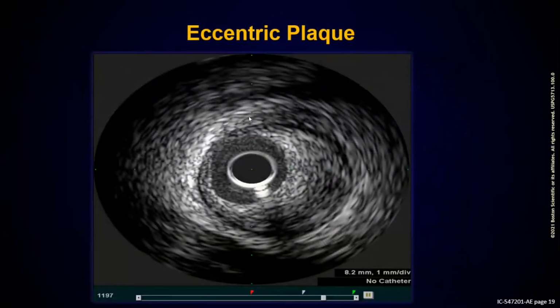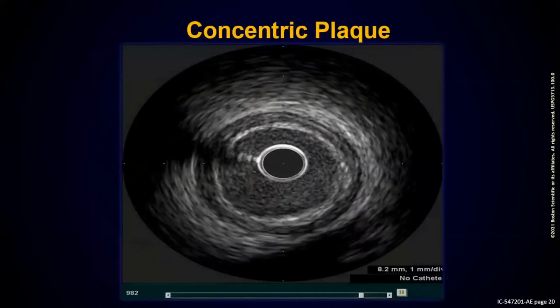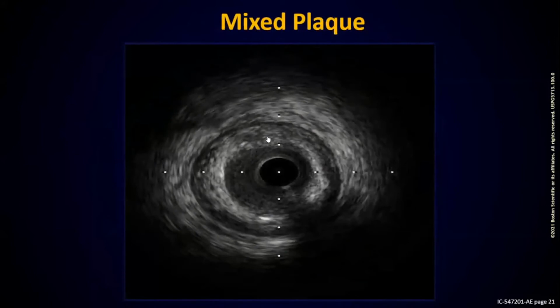So this is an example of eccentric plaque, which means that it occupies 90% of one side of the artery, and the other part of the artery is generally clear apart from slight thickening of the intima. The next picture shows the concentric plaque, which means that the plaque is against the wall of the artery throughout the whole cross-sectional segment of the artery, as you can see. And the next one is a mixed plaque, with a bit of calcium, a bit of fatty tissue, and a bit of fibrous tissue.